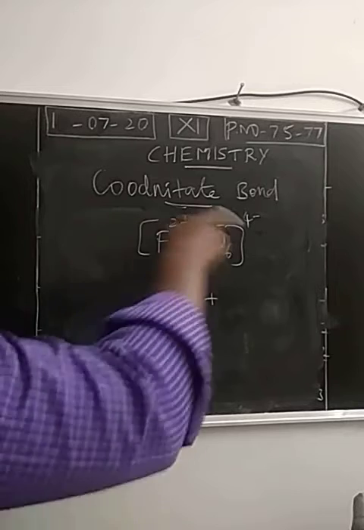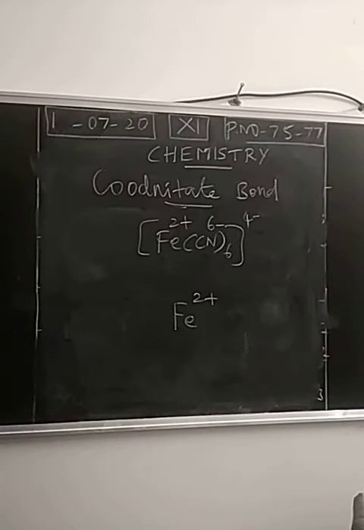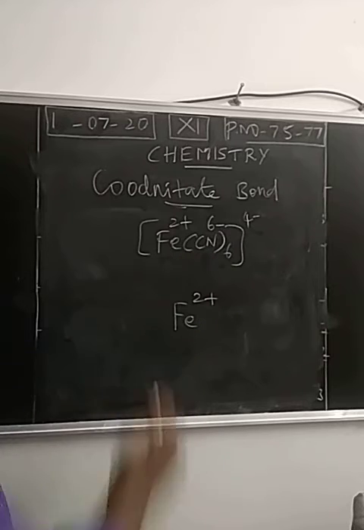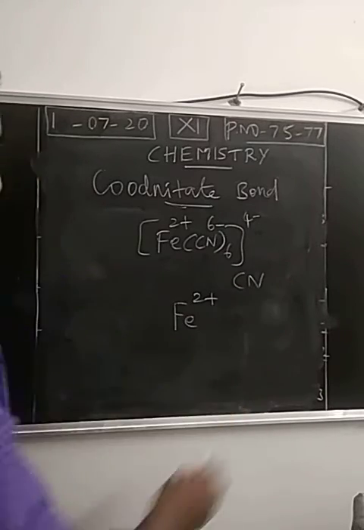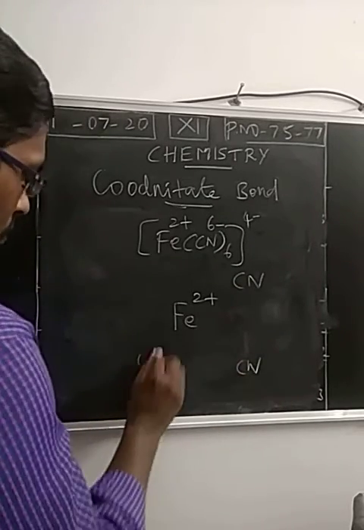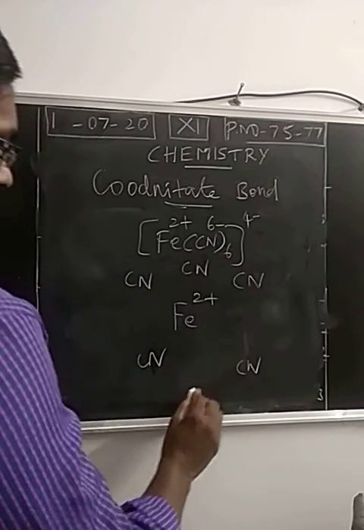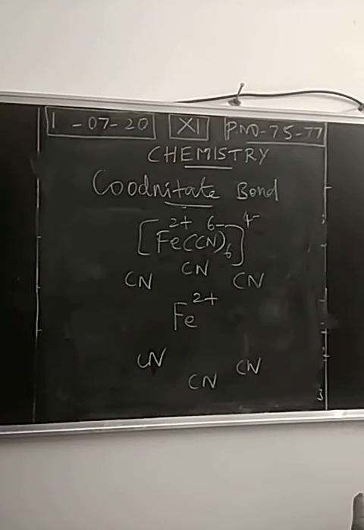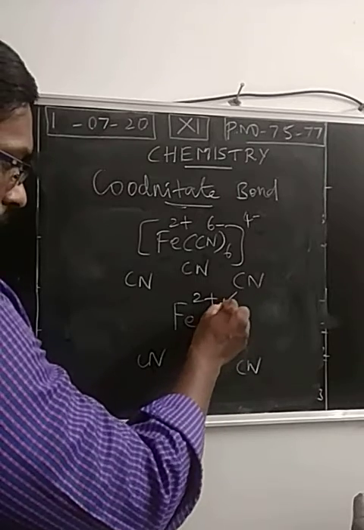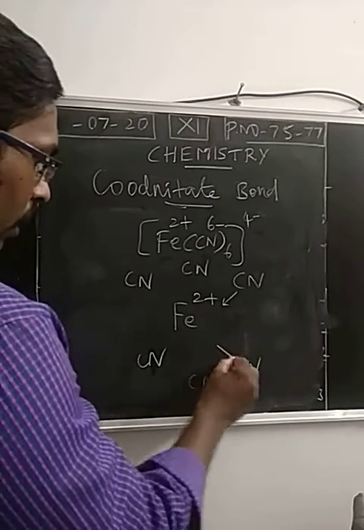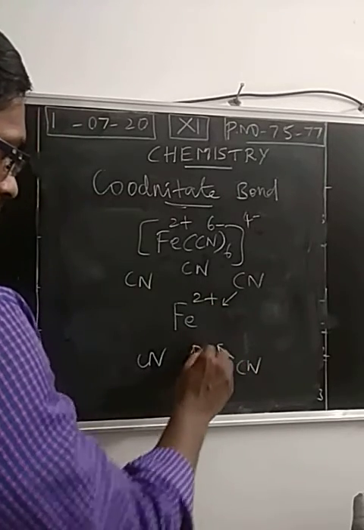Right. So consider the complex ferrocyanide ion. The central atom has oxidation state 2+. This is the cyanide ion. Each cyanide ion has oxidation state 1 minus. Now all these cyanide ions donate a pair of electrons to the central atom. Right.